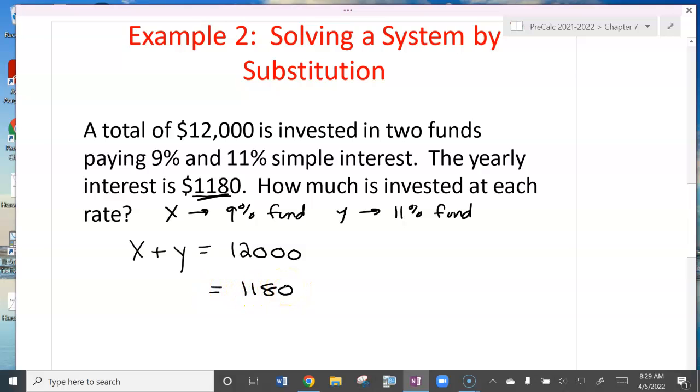And so now I'm going to figure out how much interest came from the 9% fund, and that's going to be 0.09x. Because 9%, put that as a decimal, you get 0.09. And then x is the number of dollars invested there. And then we're going to add to that the interest from the 11% fund, so that's going to be 0.11y. Now we have our two equations and two unknowns.